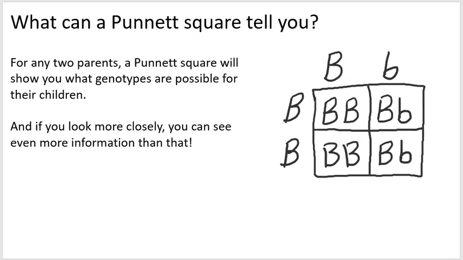But why would we make the square in the first place? What can a Punnett square tell you? At the very least, for any two parents, a Punnett square will show you what genotypes are possible for their children. And if you look more closely, you can see even more information than that.